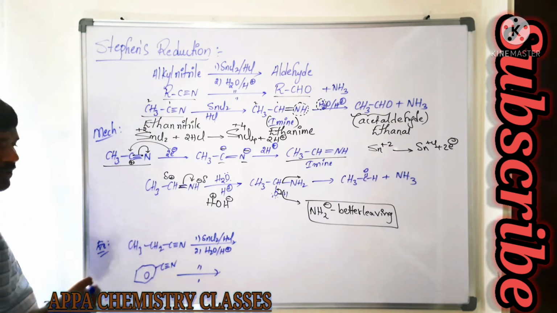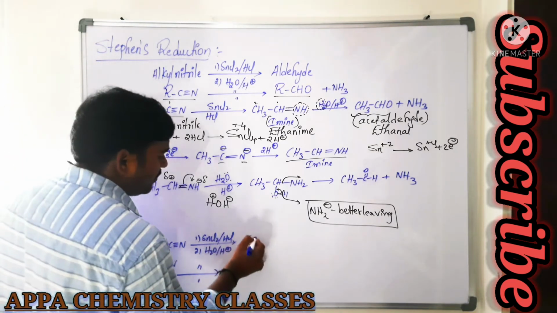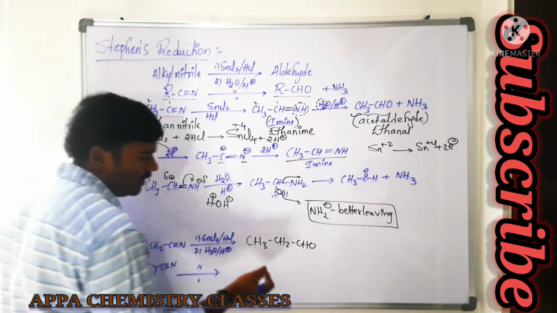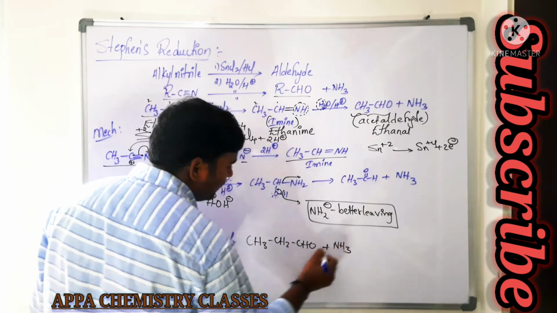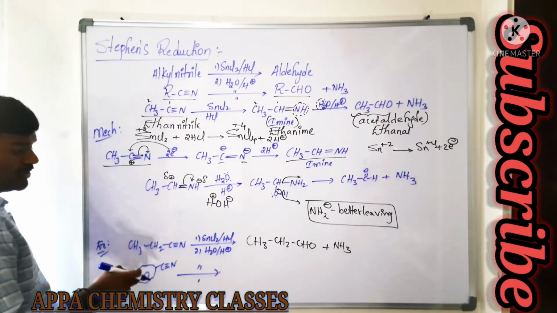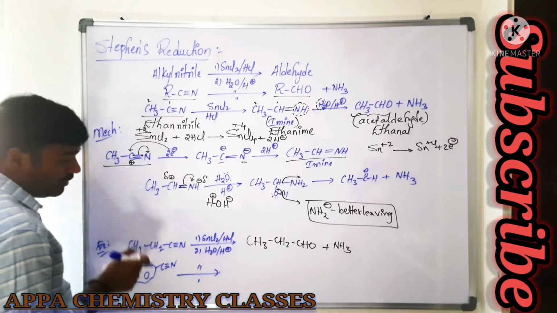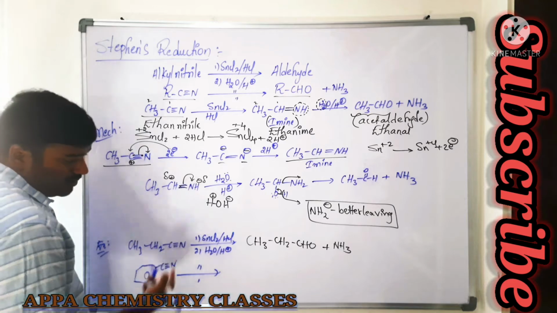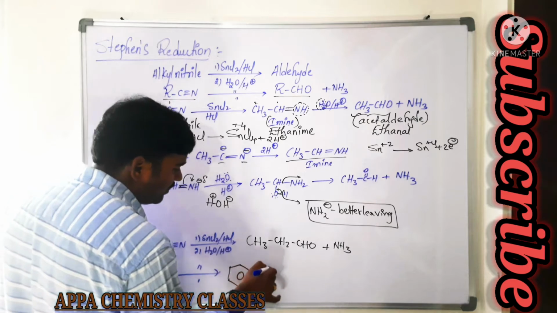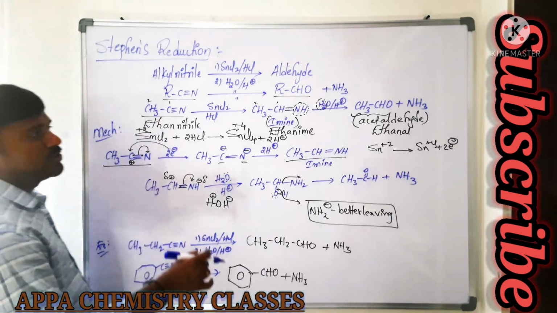This is propane nitrile. This propane nitrile on reaction with stannous chloride and hydrolysis gives propanaldehyde, CH3CH2CHO, an aldehyde with the same number of carbons, along with ammonia. Next, cyanobenzene, which is the common name. Its IUPAC name is benzene carbonitrile. Whenever we do the reduction with the Stephen reaction, we get benzaldehyde plus ammonia. So I think you got some clarity about Stephen reduction.